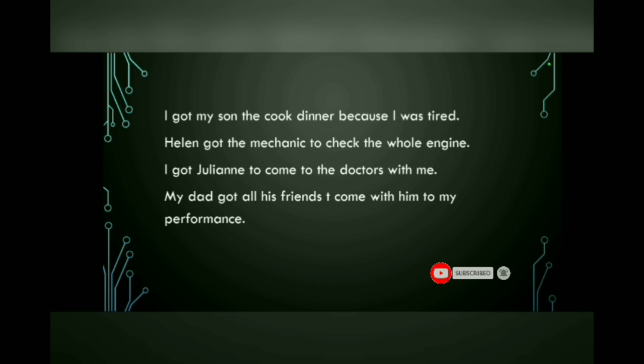More examples. I got Julian to come to the doctor's with me. Maybe she didn't want to before, she was reluctant. Or dad got all of his friends to come with him to my performance. Good old dad. See, that is used in context.